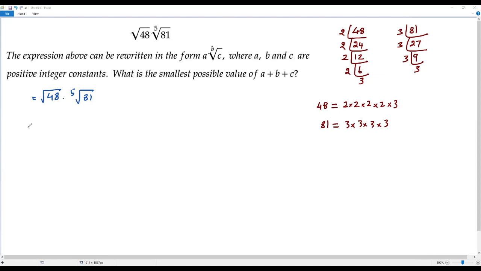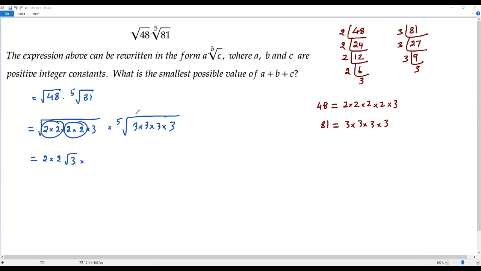Inside the square root, instead of 48, we can write its prime factors, 2 times 2 times 2 times 2 times 3. And for the fifth root of 81, we can write 3 times 3 times 3 times 3. Here we have a square root. In a square root, for every two same numbers multiplied inside, one number can be taken out. So for these two twos, one 2 can be taken out, and for these two twos, one 2 can be taken out. Then we get 2 times 2, and inside the square root, we have 3. That is the square root of 3.